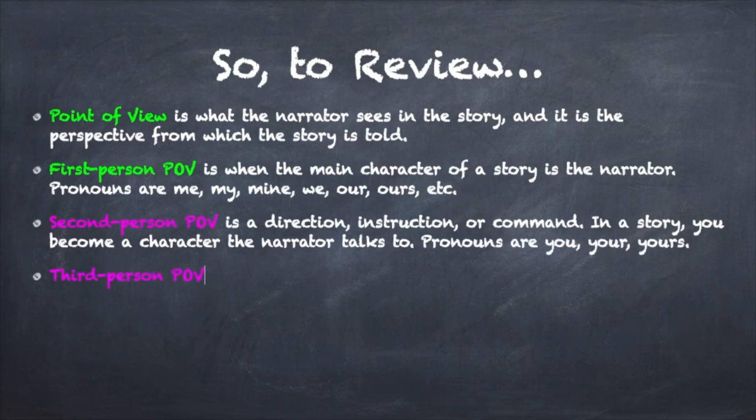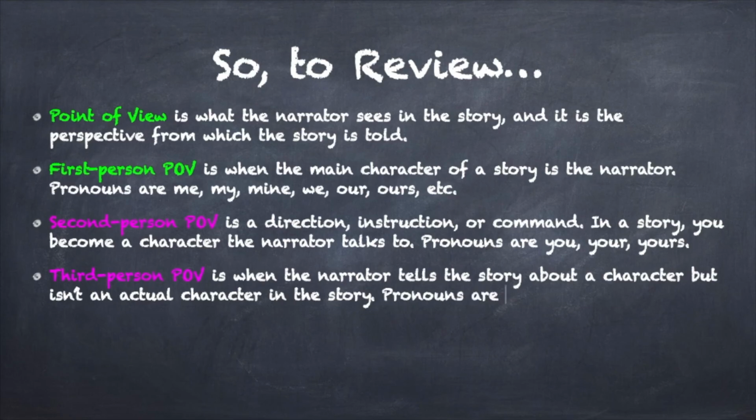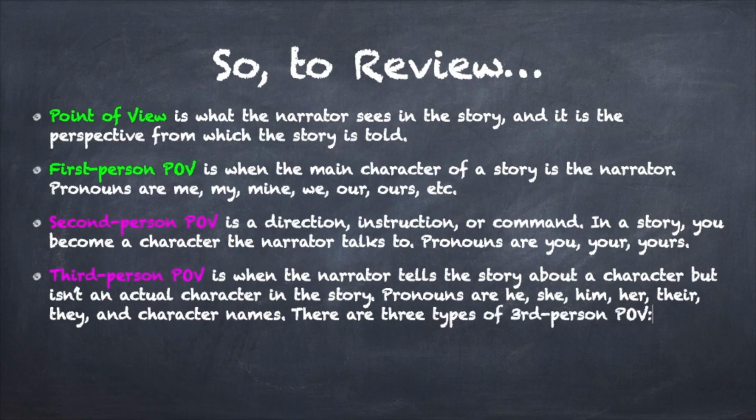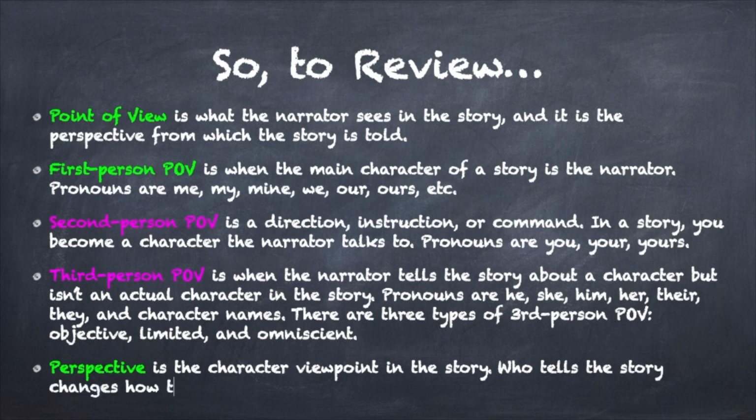Third person point of view is when the narrator tells a story about a character, but the narrator isn't an actual character in the story. Pronouns in third person point of view are he, she, him, her, their, they, and character names. There are 3 types of third person point of view: objective, limited, and my favorite, omniscient. Perspective is the character viewpoint in the story. Who tells the story changes how the story is told. Like I said, villains can become heroes. Just saying.